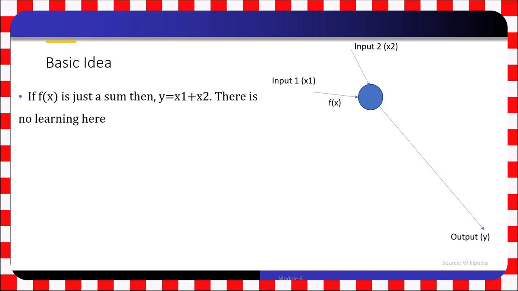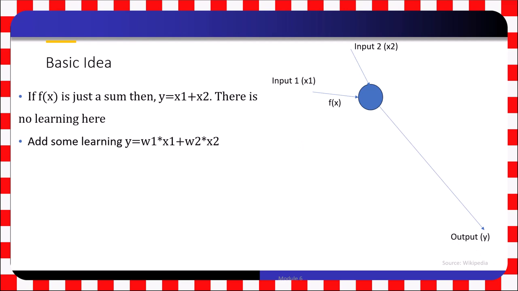So if f(x), which is a function, is just a sum, for example, then y is going to be x1 plus x2. But there is no learning here. I'm going to add learning in a moment, but this is the very basic idea of a neural network. Now let's add some learning here.